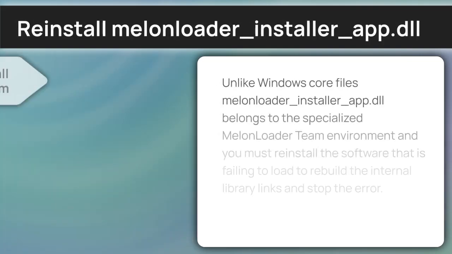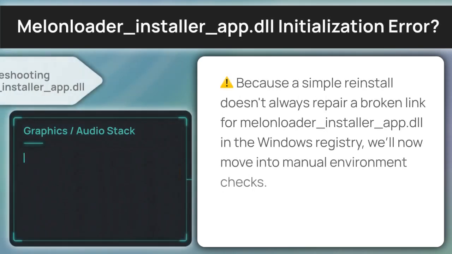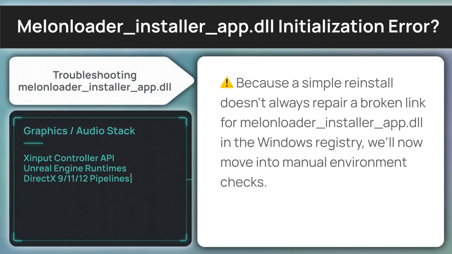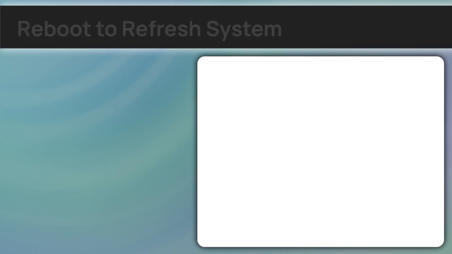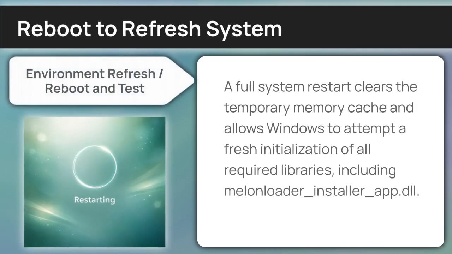Unlike Windows core files, MelonLoader Installer App Module DLL belongs to the specialized MelonLoader Team environment, and you must reinstall the software that is failing to load to rebuild the internal library links and stop the error. If the setup package didn't provide a resolution, we need to look under the hood at how your system handles current session configurations. A standard restart allows the Windows bootloader to rescan your system directories and potentially recognize an unregistered MelonLoader Installer App Module component.